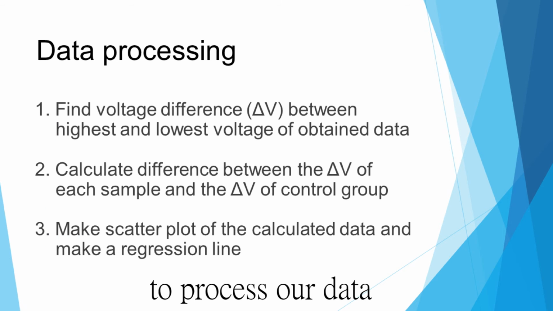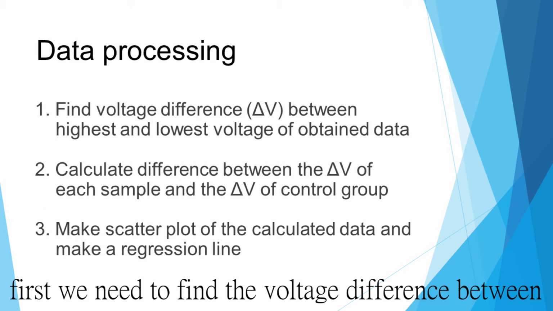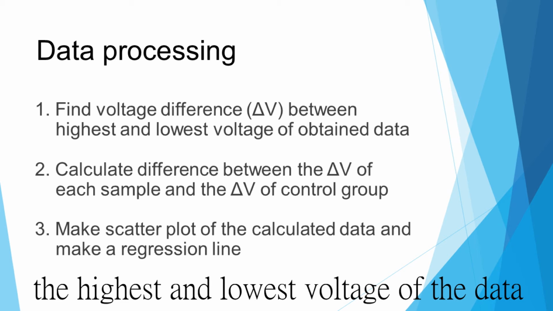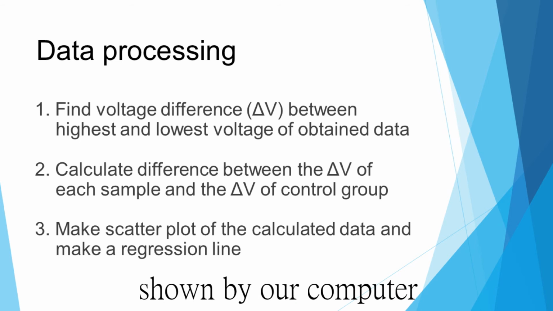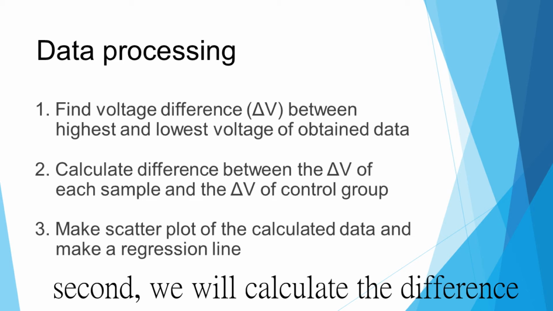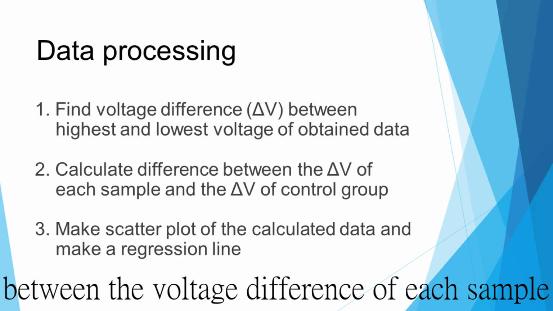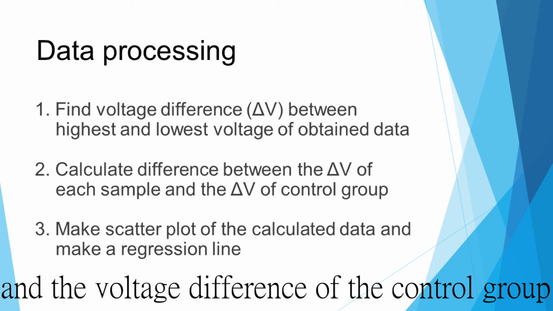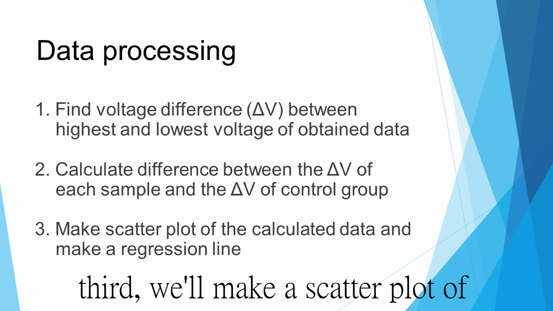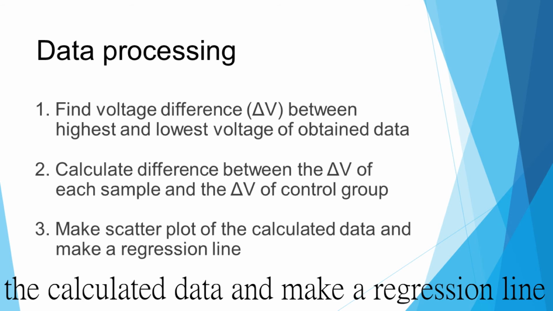To process our data, first we need to find the voltage difference between the highest and lowest voltage of the data shown by our computer. Second, we will calculate the difference between the voltage difference of each sample and the voltage difference of the control group. Third, we'll make a scatter plot of the calculated data and make a regression line.